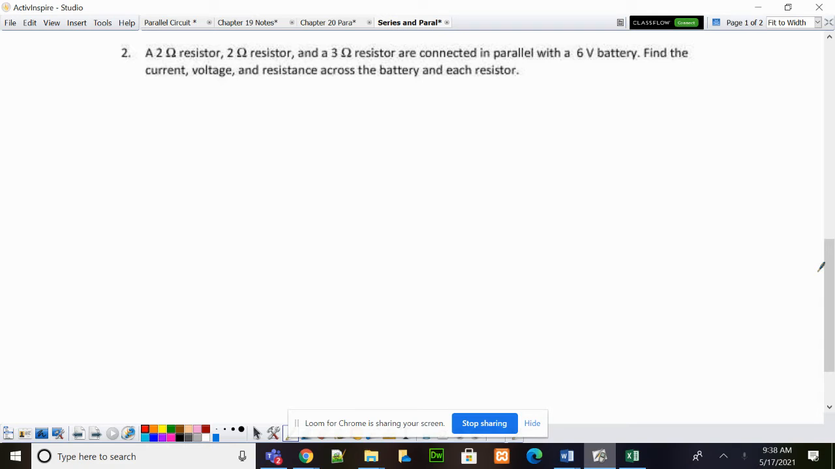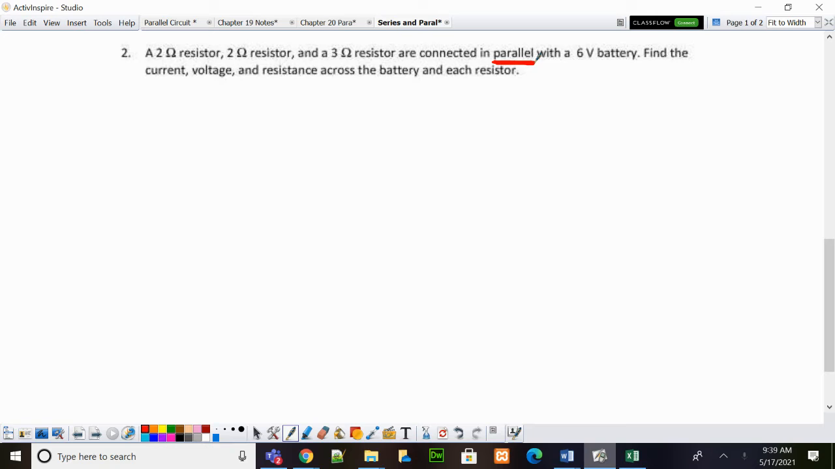We're going to solve a parallel circuit problem. So the first thing we do is to draw it. It says there's a 2 ohm resistor, another 2 ohm resistor, and a 3 ohm resistor connected in parallel. The fact that they are connected in parallel tells me that we've got multiple loops, okay? And they're each going to get connected back to the battery there. With a 6-volt battery, find the current, voltage, and resistance across the battery and each resistor.